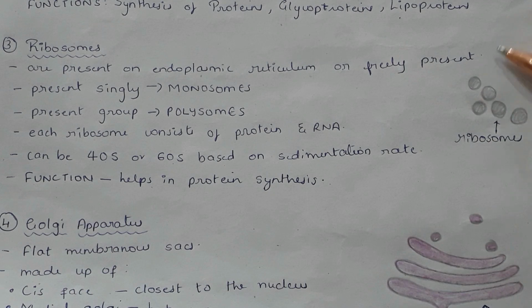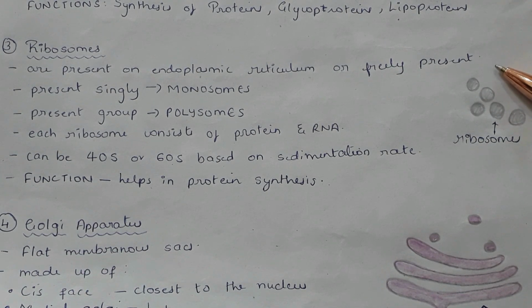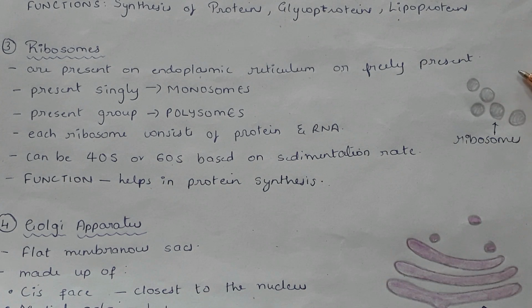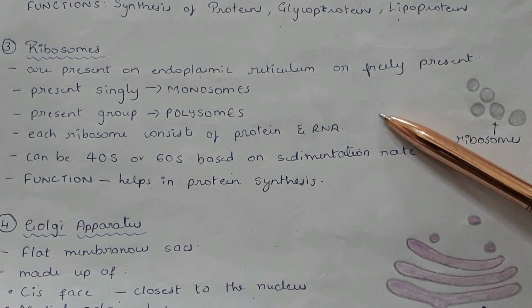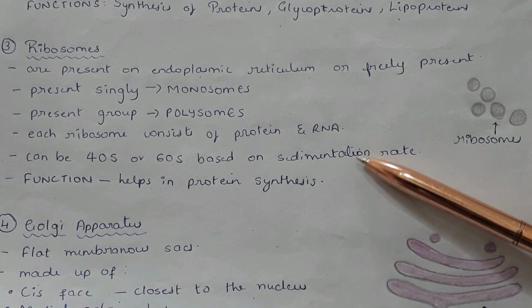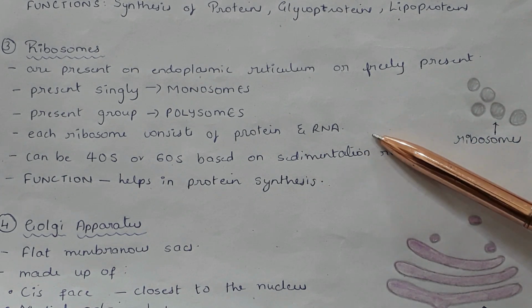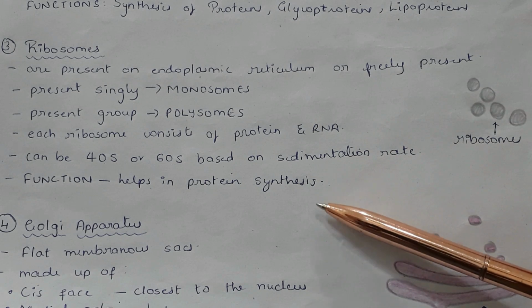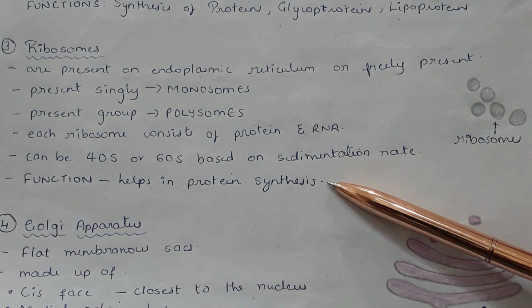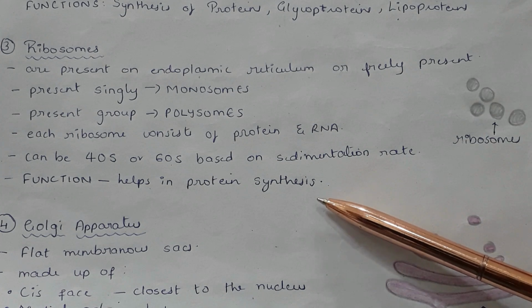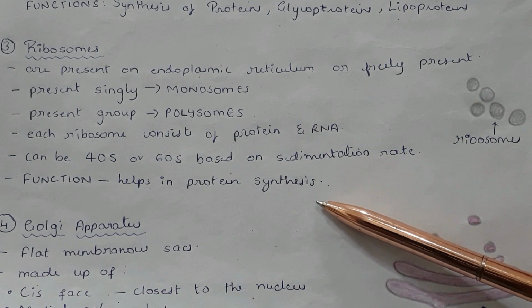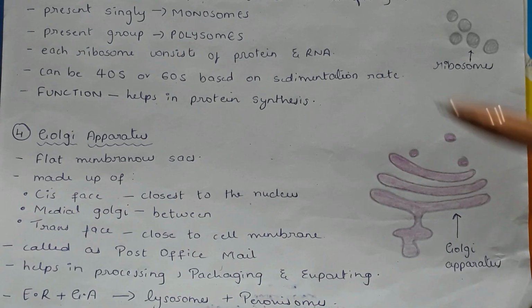Ribosomes. The ribosomes are present on the endoplasmic reticulum or they are freely present. If they are present singly, they are called monosomes, and if they are present in a group, they are called polysomes. Each ribosome consists of protein and RNA. It can either be 40S or 60S based on the sedimentation rate. Function: ribosomes help in protein synthesis.